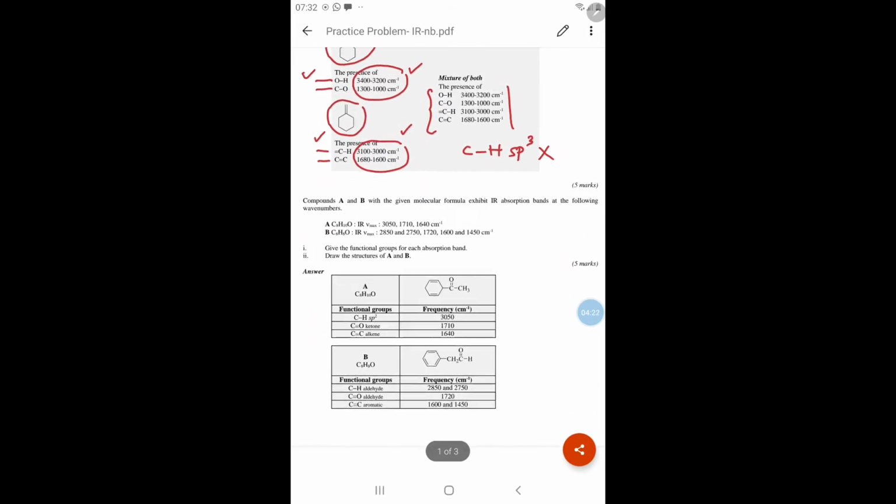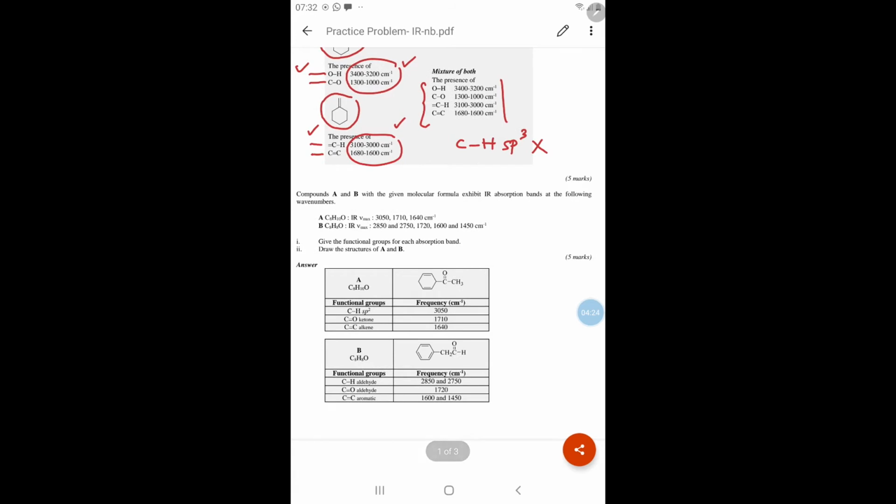Okay, for the second question, this is a different type of question. For the second question, you are given a molecular formula.